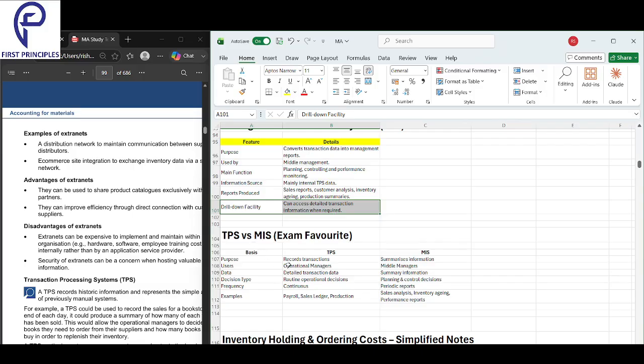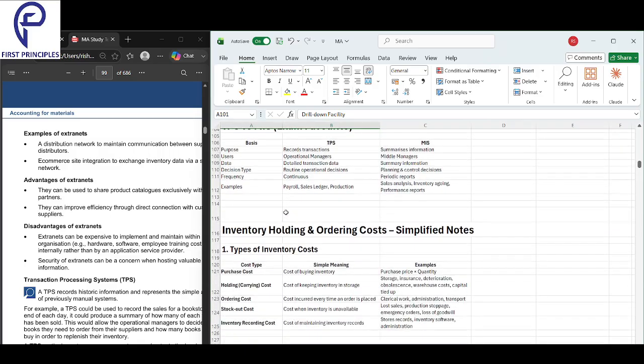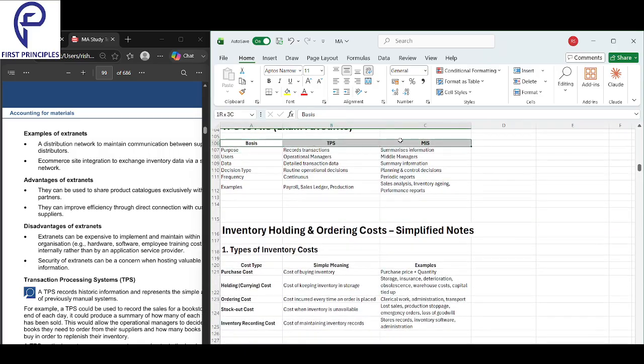Right, mainly this uses summarized information. Okay, now we'll finally look into the same topics from a comparative perspective. It records the transaction, it summarizes the information, mainly used by operational managers and middle managers. It has detailed data, it has summarized data. It is used for routine operational parts, and it's used for planning and controlling.